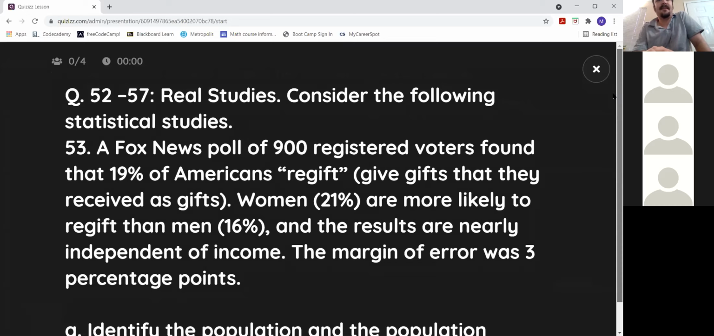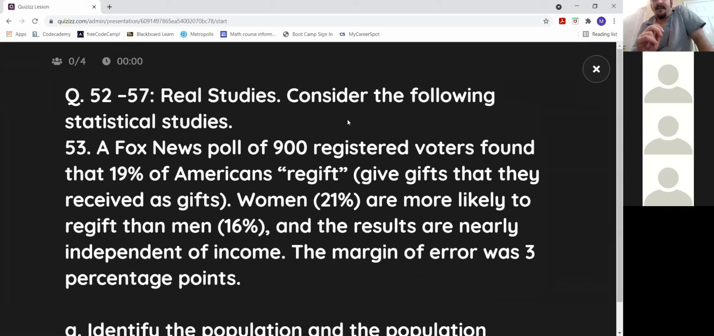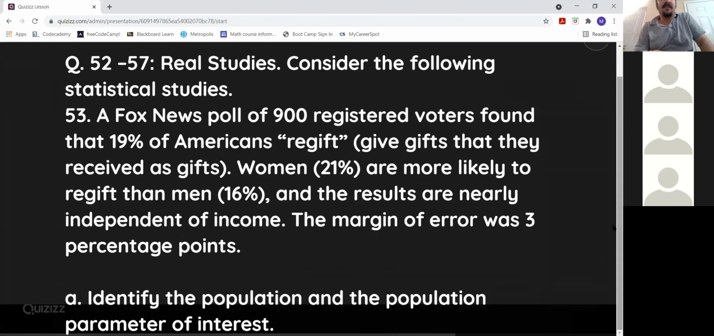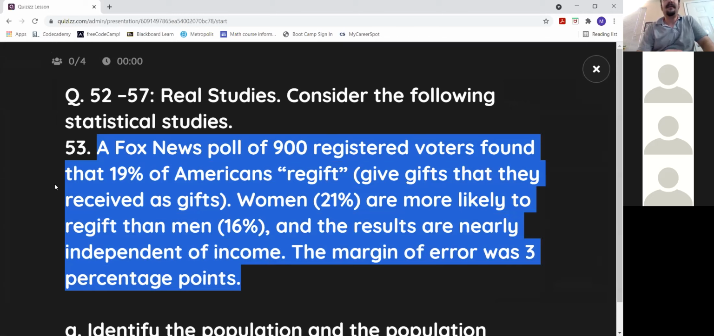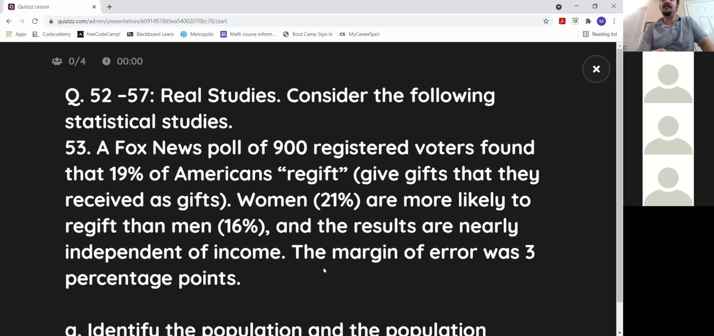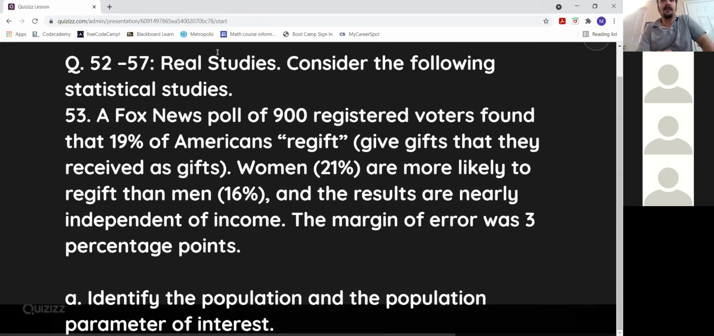Okay. Now we're going to look at studies, and I think we'll get two more examples here. 53 and 54, I think, is the last problem, but we're going to look at two studies, and they're going to get broken apart the same way. We want to identify the population and population parameter. So a Fox News poll of 900 registered voters found that 19% of Americans regift, give gifts that they received, and women are more likely than men, 21 to 16, and the results are nearly independent of income. The margin of error was 3 percentage points. So what's my population? What's my population parameter?